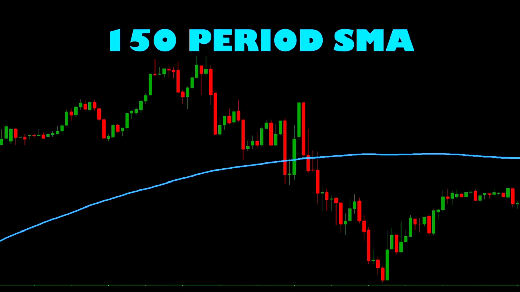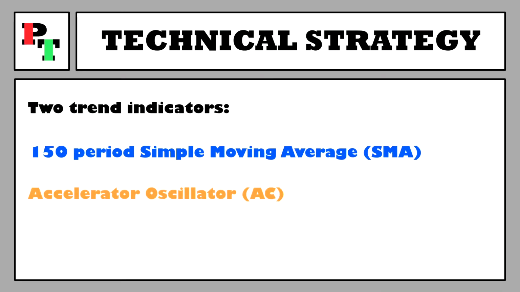But here it is though, the 150 period simple moving average. It is just adding together the price of each of the individual periods and dividing that total by 150, then plotting those data points for each period on the chart and handily connecting them with a line which you can choose the color of. And our second indicator is Bill Williams Accelerator Oscillator.